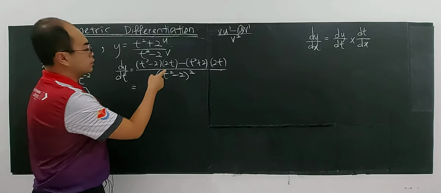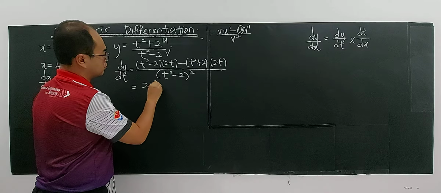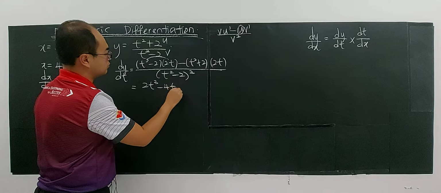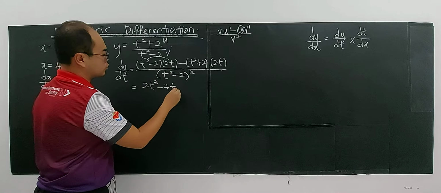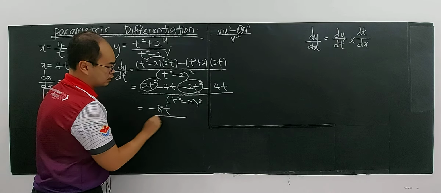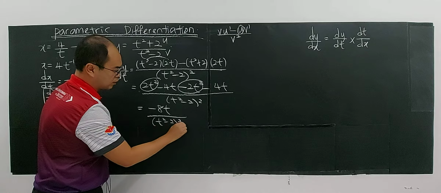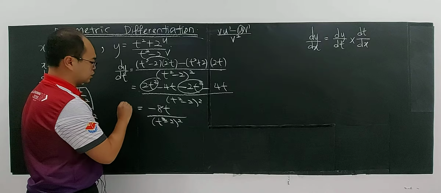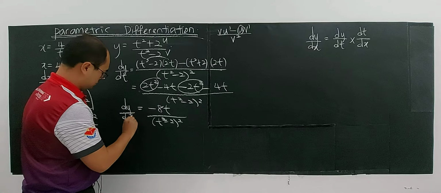So you simplify, and you will have 2t cubed minus 4t, minus 2t cubed minus 4t. Further simplifying, I can see that the 2t cubed terms cancel off, one positive, one negative. So I have remaining negative 8t over (t squared minus 2) to the power of 2. So this will be your dy/dt.